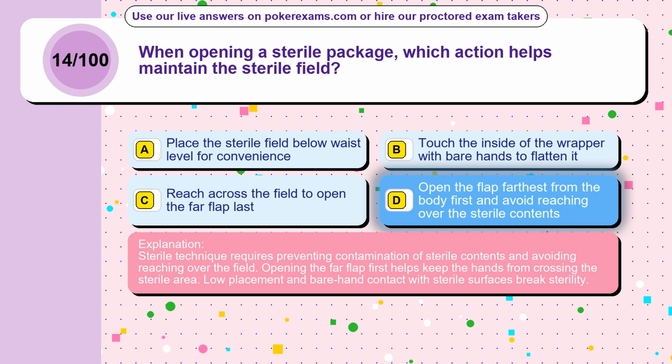Sterile technique requires preventing contamination of sterile contents and avoiding reaching over the field. Opening the far flap first helps keep the hands from crossing the sterile area. Low placement and bare hand contact with sterile surfaces break sterility.